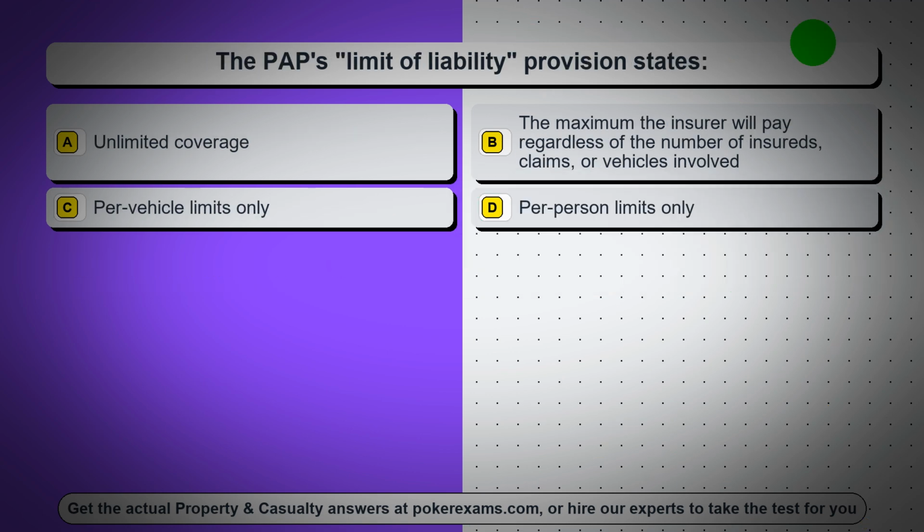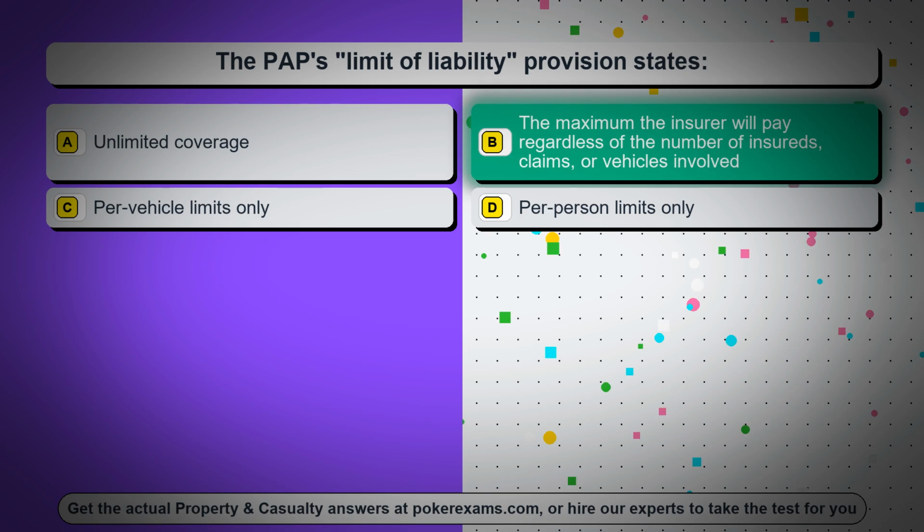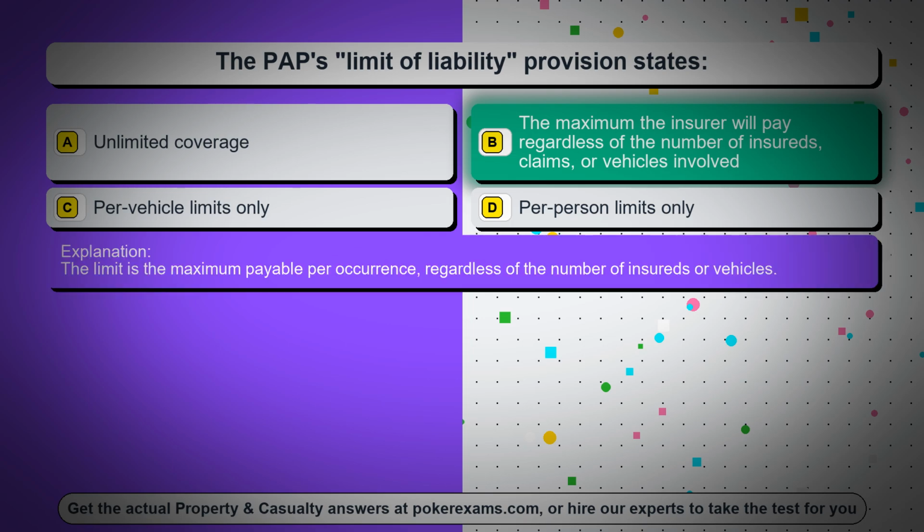Question 43. The PAP's limit of liability provision states: option A, unlimited coverage. Option B, the maximum the insurer will pay regardless of the number of insureds, claims, or vehicles involved. Option C, per vehicle limits only. Option D, per person limits only. The correct answer is option B, the maximum the insurer will pay regardless of the number of insureds, claims, or vehicles involved. The limit is the maximum payable per occurrence, regardless of the number of insureds or vehicles.